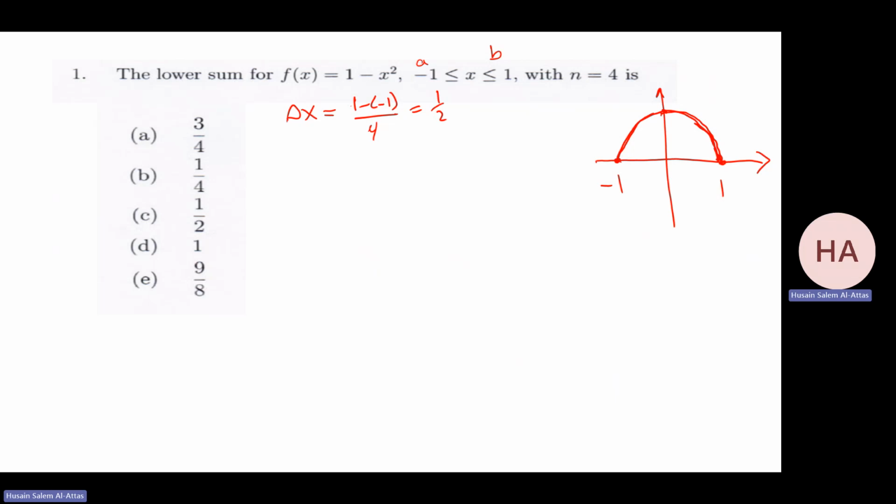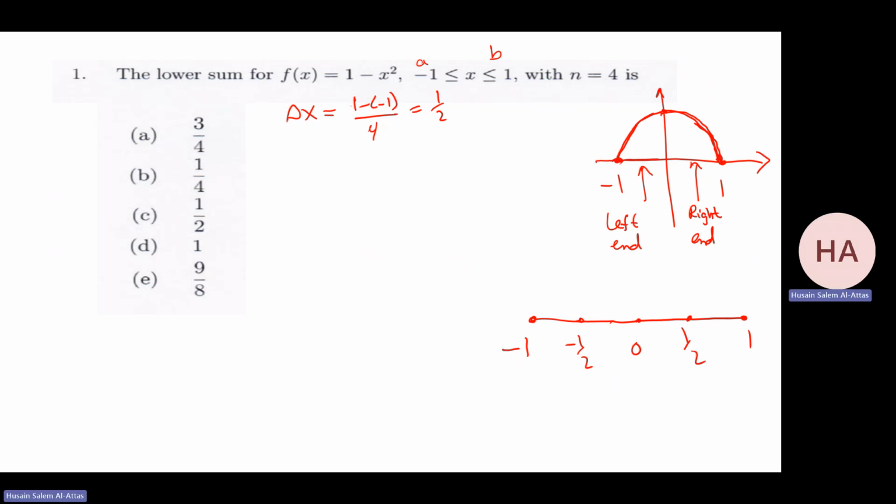Okay, be careful. When it comes to the lower sum, here I will use the left endpoint since the function is increasing. There I will use the right endpoint since the function is decreasing. And I will explain it also in the intervals. This will be -1, add half, that will be minus half, add half, that will be 0, add half, that will be half, add half, that will be 1.